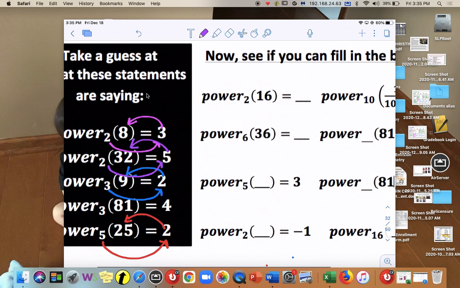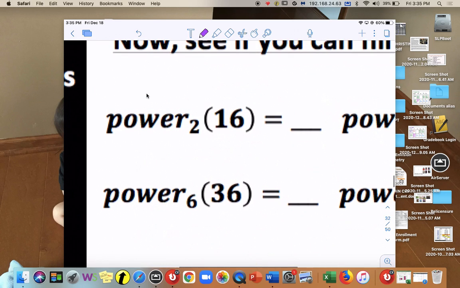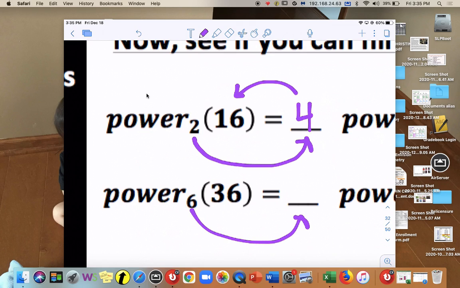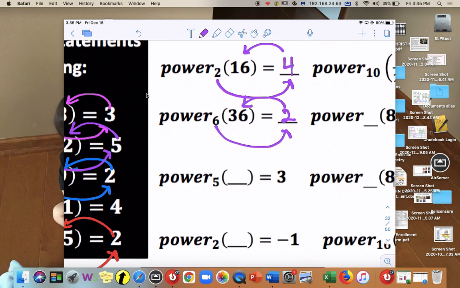So what we're noticing here is a pattern where you take this number, the small little number, to this power to get this number. So this is saying 2 to what power is 16? And that would be 4. Try this one. 6 to what power gives us 36? And that would be a 2. 6 squared is 36. How about this one? 5 to the third power. What does that equal? Well, that's 125.